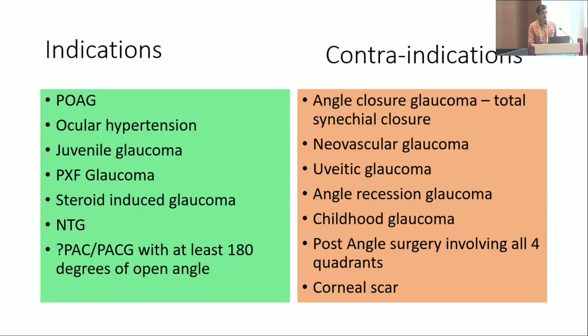Indications of SLT are primary open angle glaucoma, ocular hypertension, juvenile glaucoma, pseudoexfoliation glaucoma, steroid-induced glaucoma, normal tension glaucoma, and nowadays even many surgeons are doing SLT in primary angle closure or PACG, as long as the angle is open for at least 180 degrees. The contraindications are total angle closure, neovascular glaucoma, uveitic glaucoma, angle recession glaucoma, childhood glaucoma, post-angle surgery, for example after GATT, where all four quadrants are involved, and a corneal scar due to poor visibility.